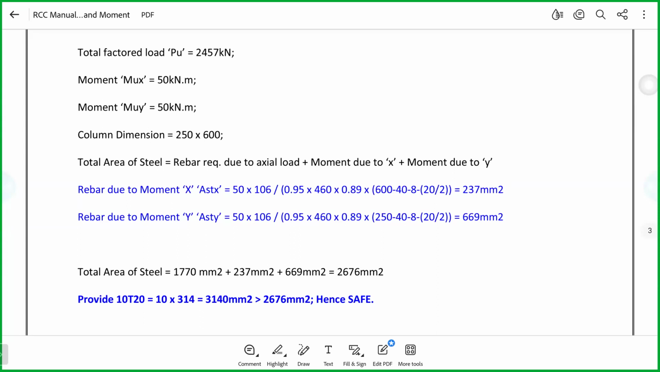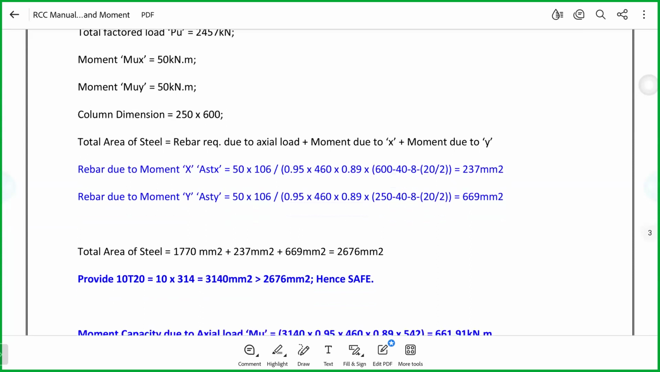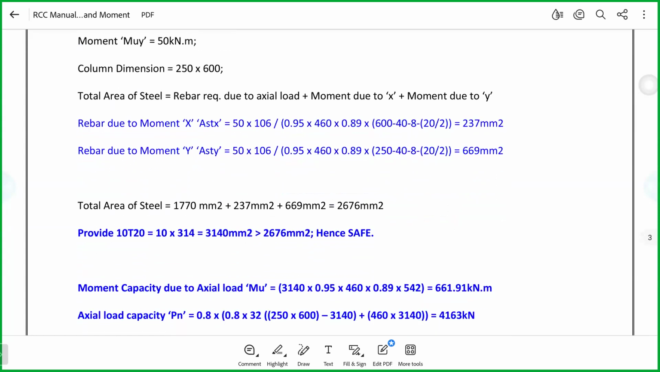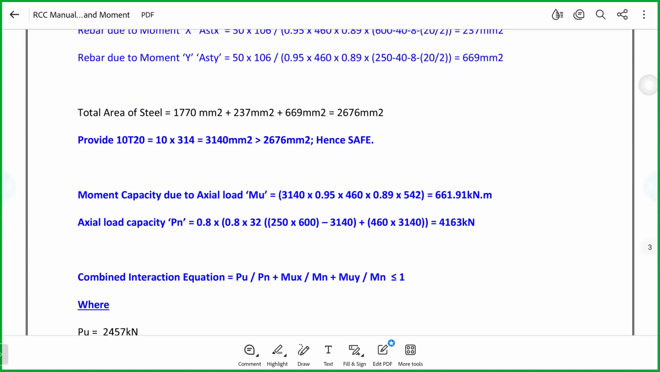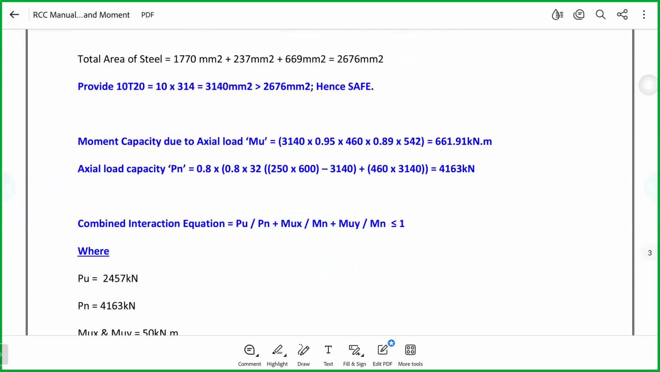But this is different. One is moment at X direction, where you take 600, and the other is moment at Y direction. That's the two reinforcement. The total area of steel due to axial load, the one which we calculated before with 10 T 20, is 1770. With the biaxial moment, you get 237 plus 697, which is 2676 millimeters square. So provide 10 T 20 again, which is 3140, and the required is 2676. And it's not even finished actually.